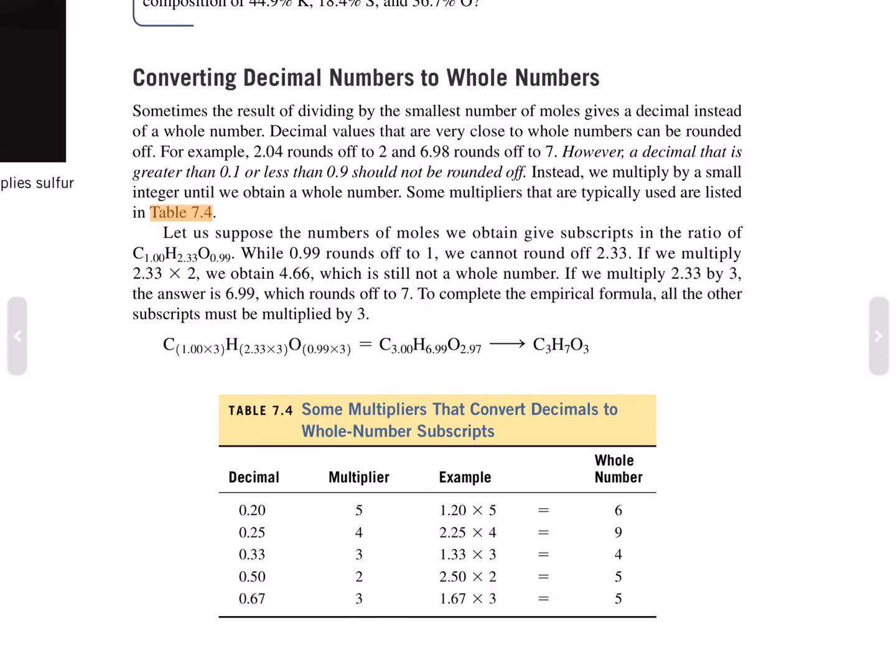Let us suppose that the numbers of moles we obtain give subscripts of the ratio of C to the 1, H to the 2.33, and O to the 0.99. While 0.99 rounds to 1, we cannot round off 2.33. If we multiply 2.33 by 2, we obtain 4.67, which is still not a whole number. If we multiply 2.33 by 3, the answer is 6.99, which rounds off to 7. To complete the empirical formula, all the other subscripts must also be multiplied by 3.